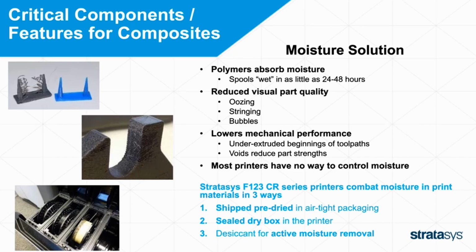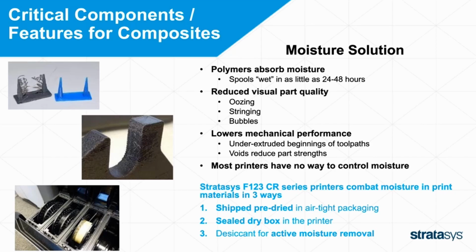Another thing people don't consider is that a wet material lowers the mechanical performance of the part. When you have oozing and you start a new layer, that new layer has less material in the nozzle, so you under-extrude the beginnings of the tool paths because a lot of that material already oozed out of the nozzle and isn't there to be put into the part. And then there are bubbles, voids, and gaps in that part because of oozing and bubbles, and those voids also reduce part strength.